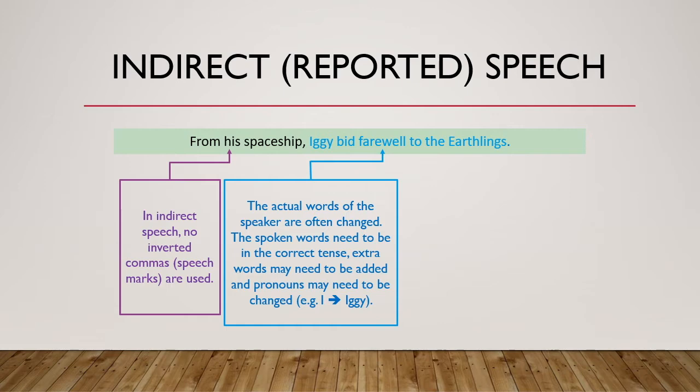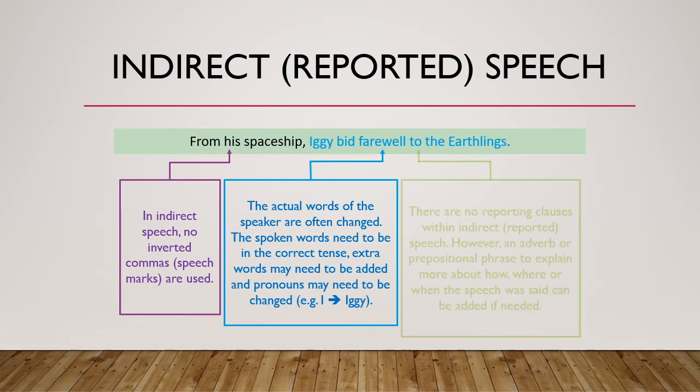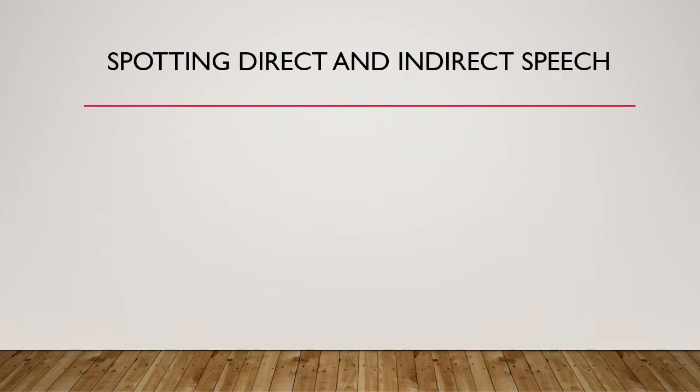The spoken words may need to be put into the correct tense, or extra words may need to be added, and pronouns may need to be changed. There is also no reporting clauses within indirect or reported speech. However, an adverb or prepositional phrase to explain more about how, where, or when the speech was said can be added if needed. Now we know both types and the differences between the 2 types of speech, let's look at some more examples. We're going to have a look now at spotting direct and indirect speech.